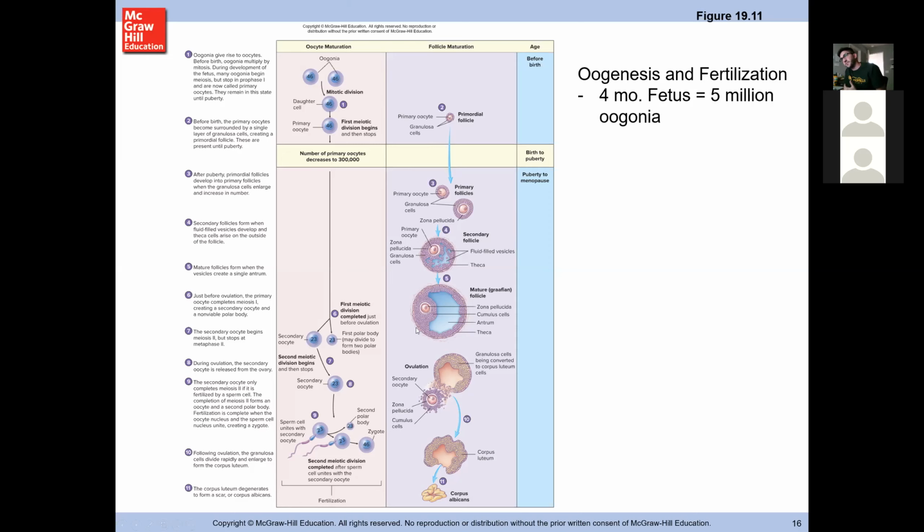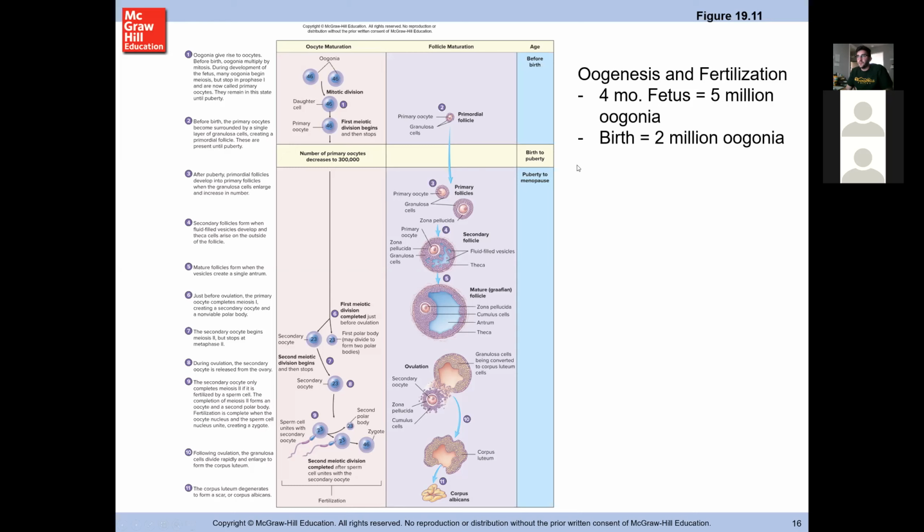And then once the female matures and is birthed successfully, we end up losing quite a few of those oogonia. About 3 million oogonia are just lost by the time the developing female fetus is birthed, right? So in that short amount of time, those 5 months, you lose up to 3 million of those oogonia, right? And again, females aren't able to produce any more of those throughout their lifetime. What you're born with is what you have, okay?